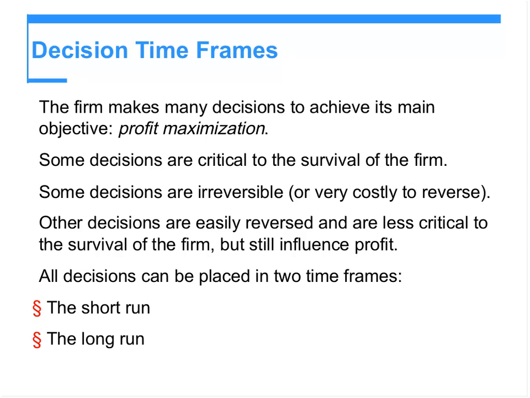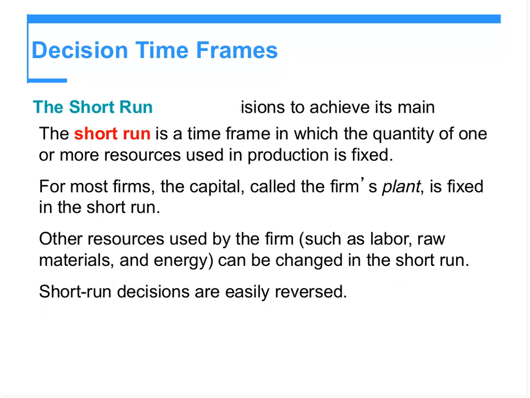So all decisions can be placed in two time frames, the short run and the long run. So basically we have two main decision-making patterns. As we go further, you can see what's going on. The short run is a time frame in which the quantity of one or more resources used in production is fixed. It means we are not really changing so many things in a short period of time; it's the same.